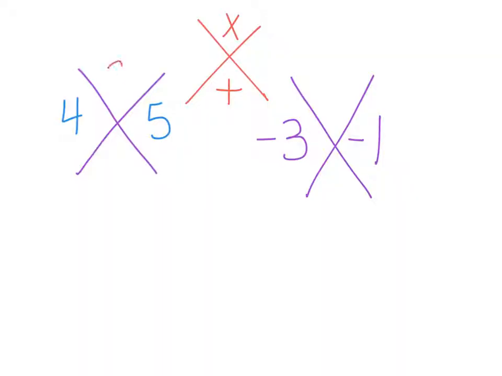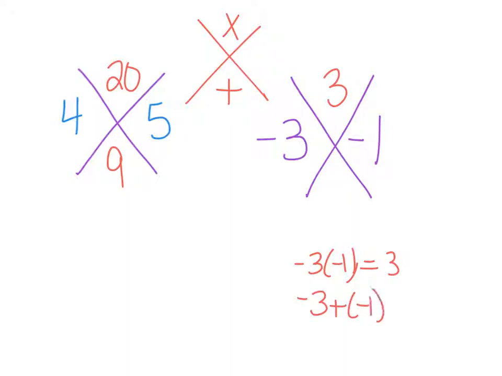So 4 times 5 is 20, and 4 plus 5 is 9. And then the one on the right, we have 2 negative numbers, but the rules are the same. I do negative 3 times negative 1, and I get a positive 3 for the top. And then I do negative 3 plus negative 1, and I get an answer of negative 4 for the bottom.